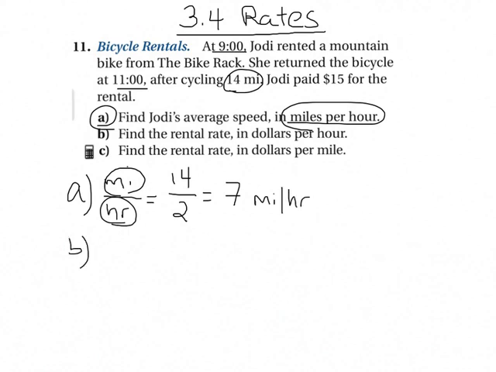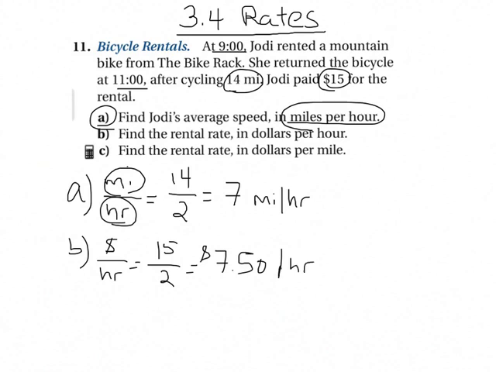In question B, her rental rate in dollars per hour, let's write our units down first. Dollars per hour. We see that she paid $15. She still rode the bike for 2 hours, so her average rental rate is $7.50 per hour.